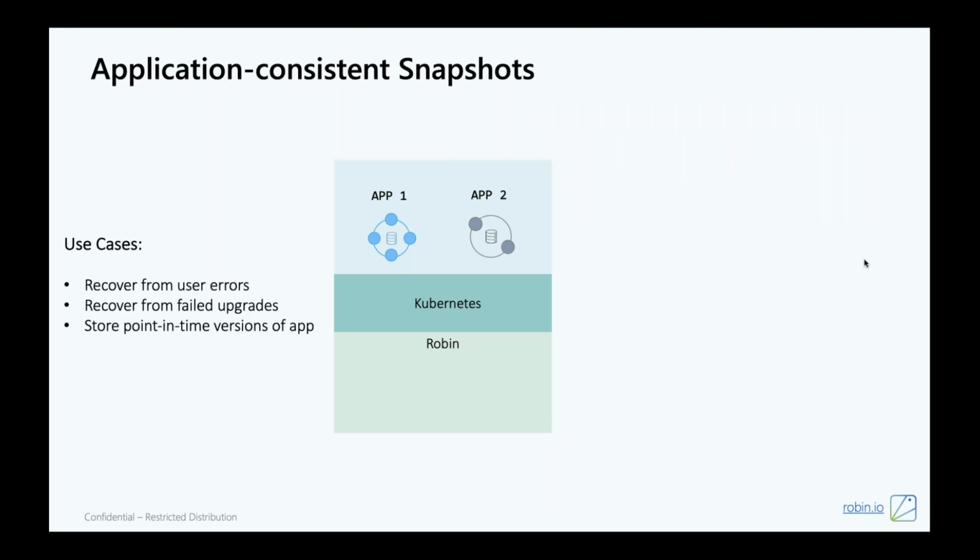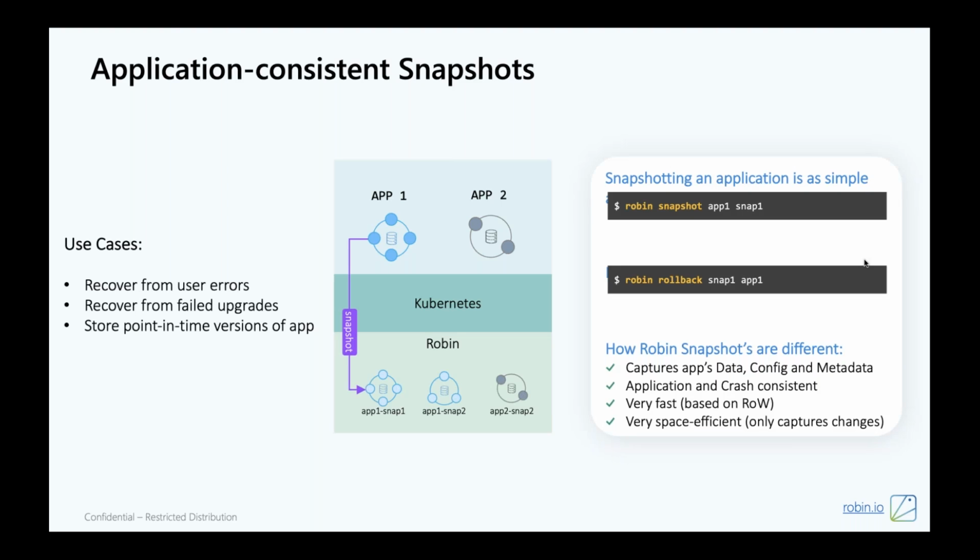Robin provides application-consistent snapshots. So what are the use cases for these snapshots? When a user makes an error, say you delete a table from your database, you should be able to recover from that problem. Or you are trying to do an upgrade, but the upgrade fails in the meantime, so now you need to go back to your working copy. Or for compliance or security reasons, you might need point-in-time versions of the app.